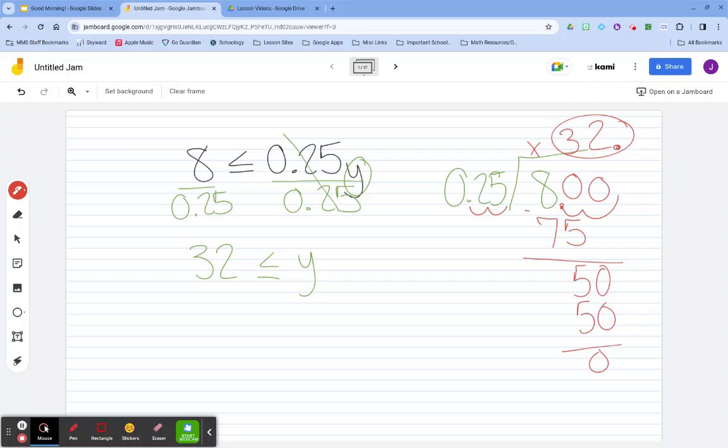So once again, my variable is on the right. We want it to be on the left. So if we flip that order, we also flip the inequality symbol. So at 32, it says or equal to. So it needs to be a filled in circle, and it's greater than. So once again, we are going to the right.